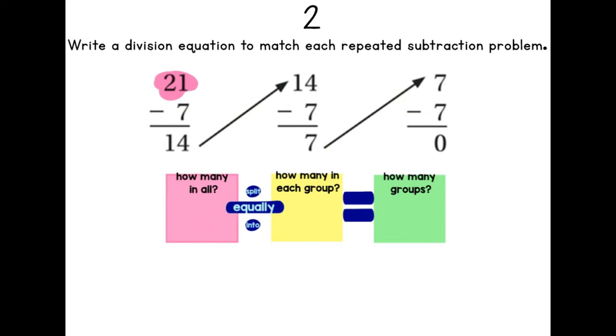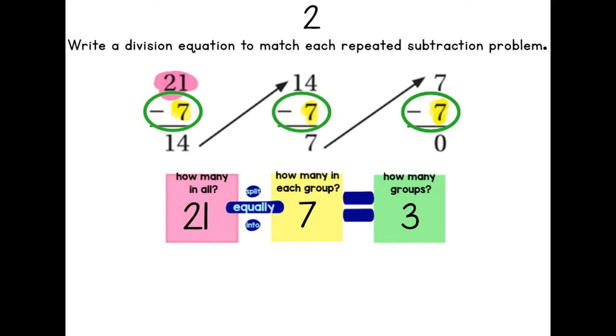Number 2, the dividend that tells us how many in all is 21. The divisor, which is telling us how many in each group, is 7. And the quotient, the answer to a division problem, is going to tell us how many groups of 7 make 21. 3 equal groups of 7 is 21 in all. So 21 divided by 7 equals 3.